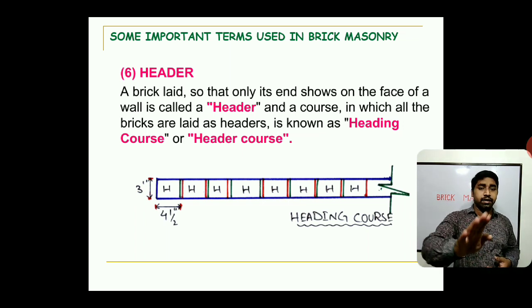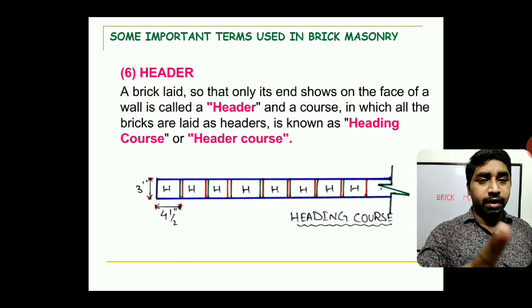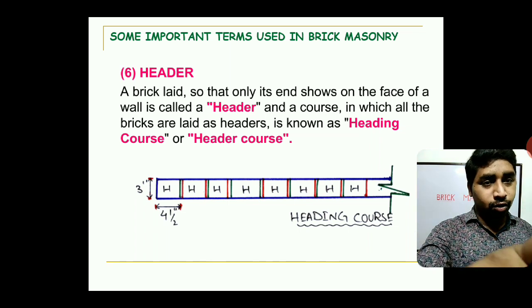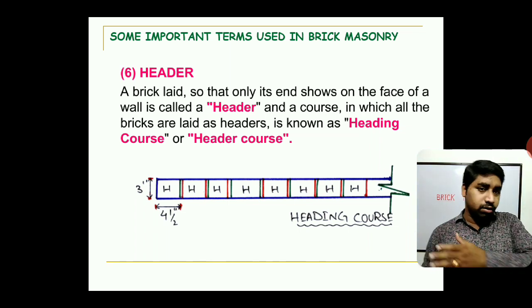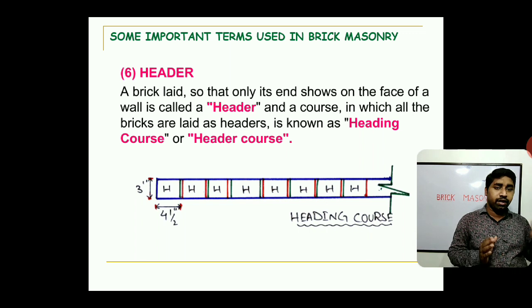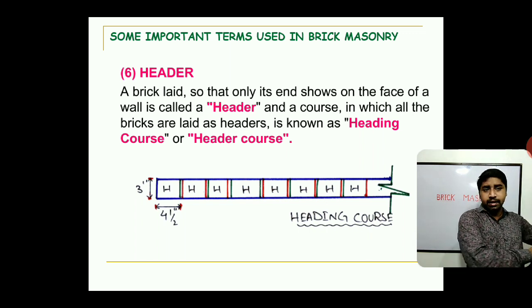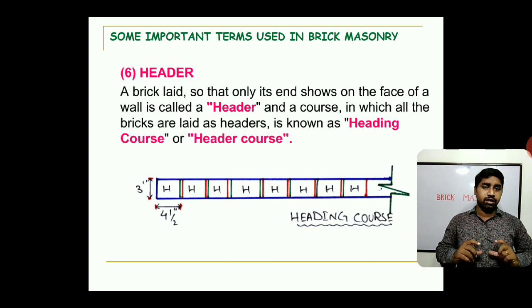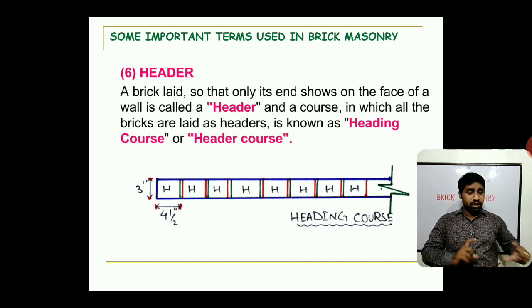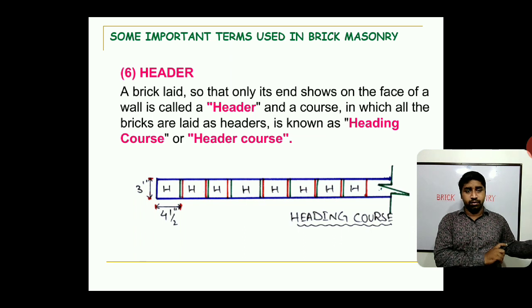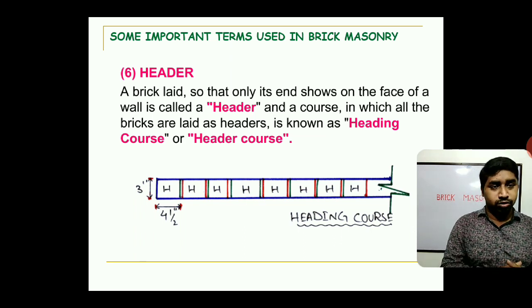So here in the figure you can see only the 3/4 faces are visible. Along the face of the wall, we have laid the bricks perpendicularly. Then what is going to happen? Only the 3/4 inch portion can be visible on the face of the wall. So that is what we call header course.